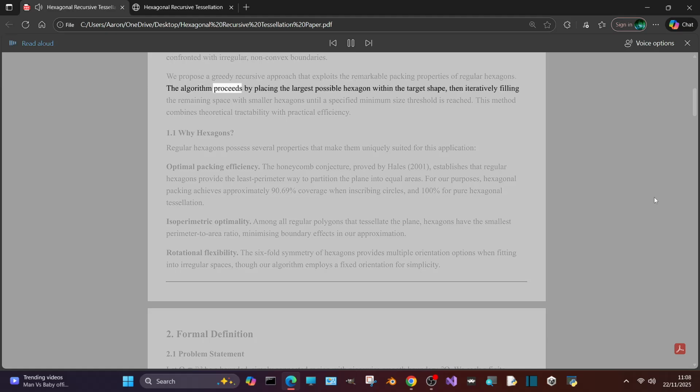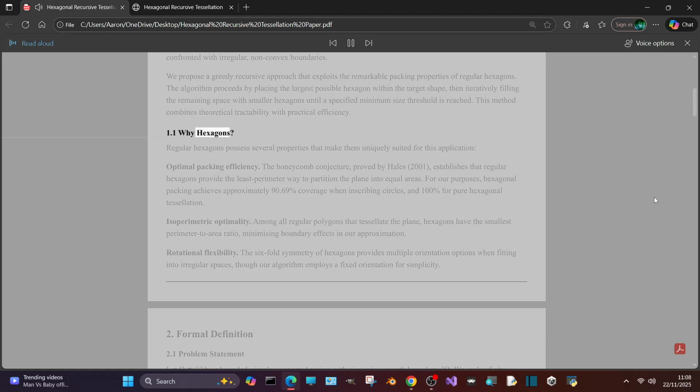The algorithm proceeds by placing the largest possible hexagon within the target shape, then iteratively filling the remaining space with smaller hexagons until a specified minimum size threshold is reached. This method combines theoretical tractability with practical efficiency.